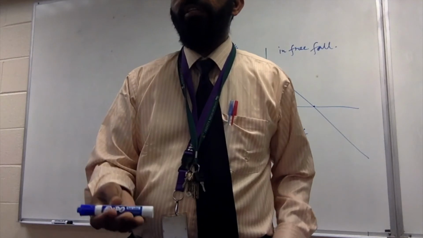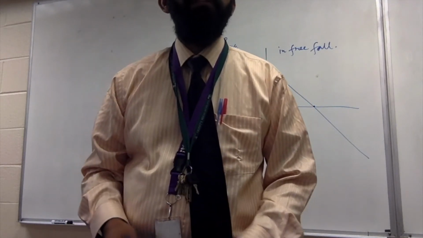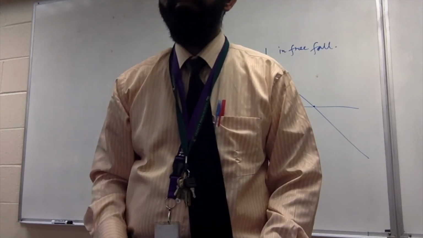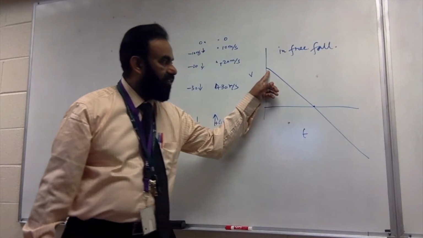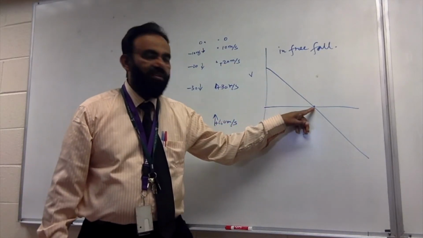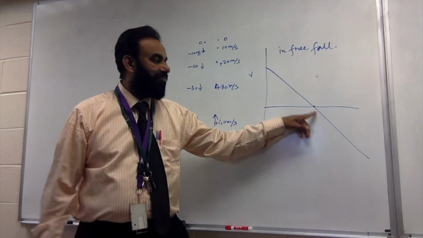So did you understand this part? At the top, what is the velocity? What is the acceleration at the top? Negative 9.81. So the velocity turns 0 at that moment, but the acceleration is not 0, it is still there.